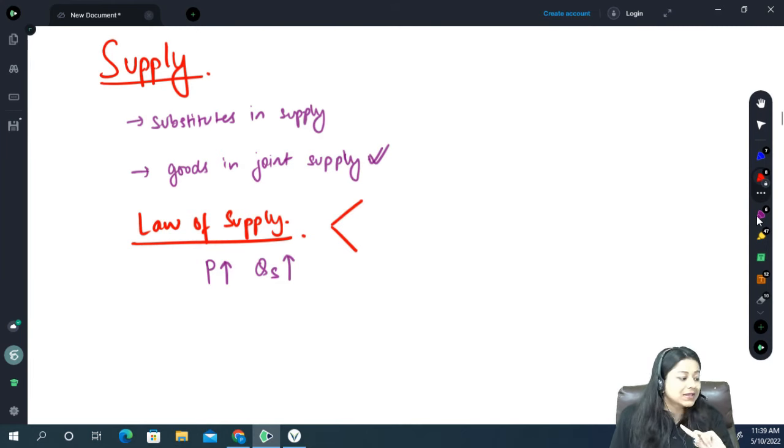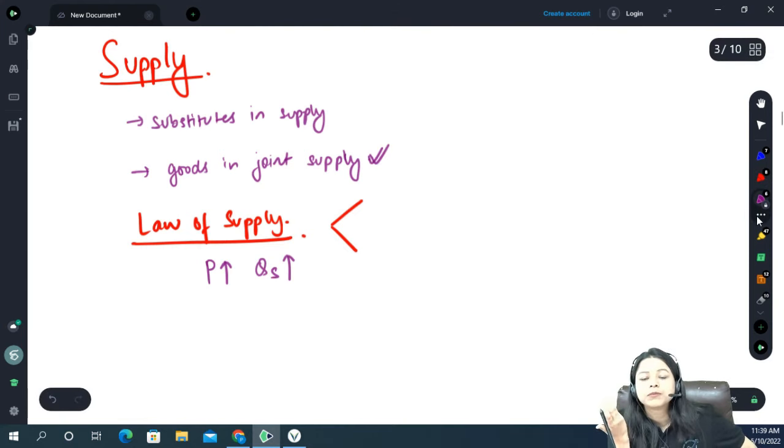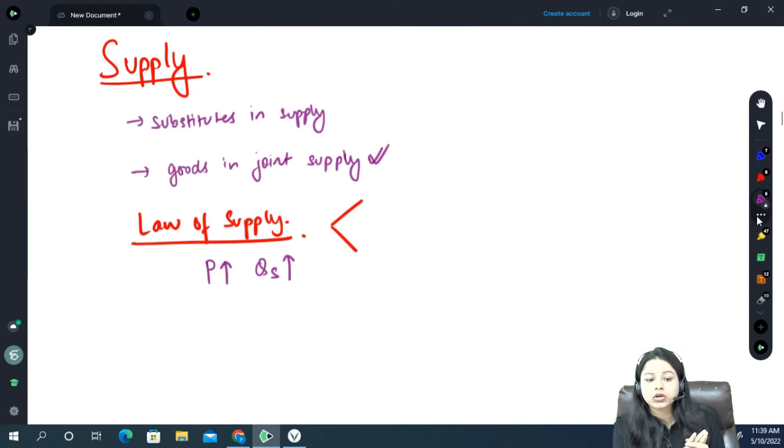I'm writing QS for quantity supplied. What is the ideology? So there are two ideologies. You might differ. See, these were some economists who had framed the law of demand and law of supply, right? So if you have some differentiation with what they said earlier, you can write your own theories. No problem. You can write your own law. That is why we have so many economists with different things, because all of them might have some different ideologies, right? So now there were two reasons for this.